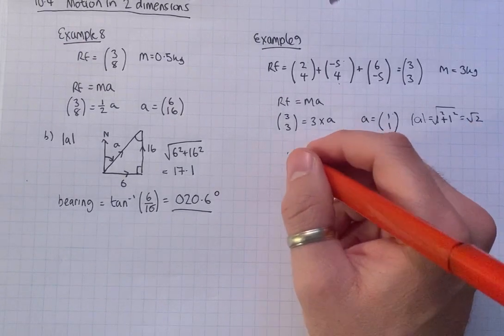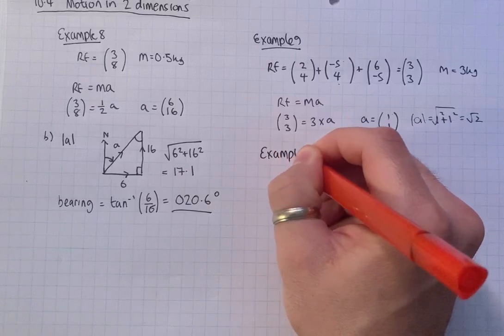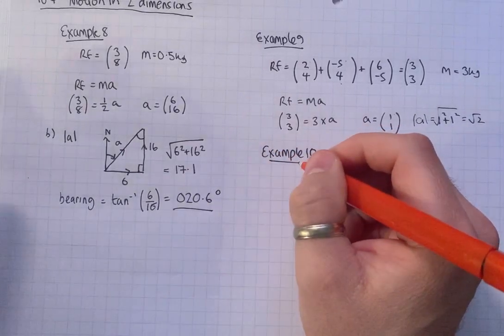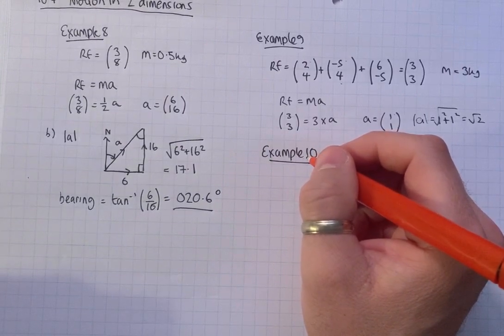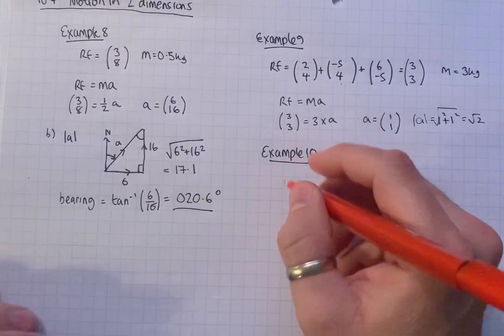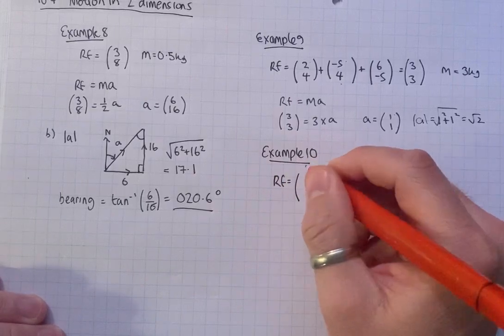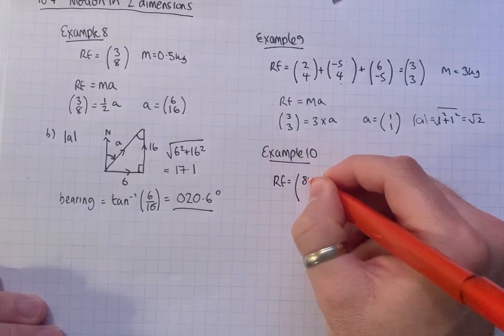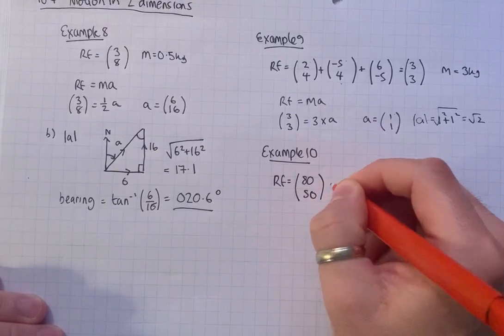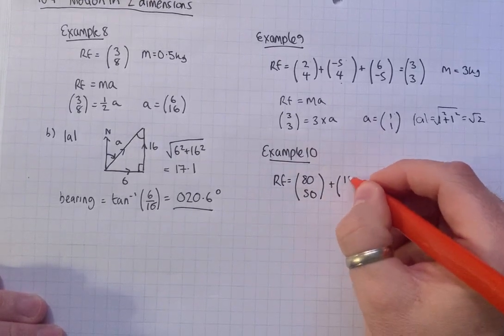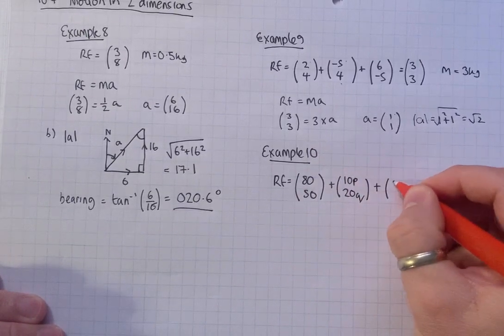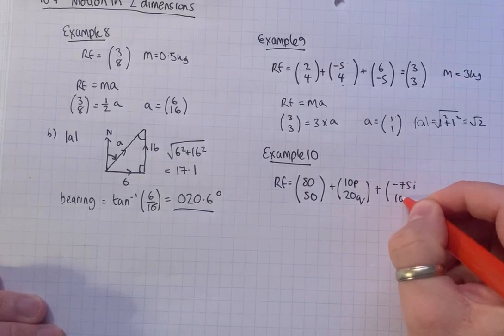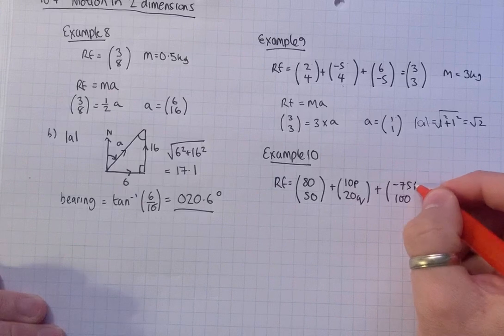Okay, on to example 10. Okay, and we've got another 3 forces acting on a boat of 60 kilograms. And this time we're told the acceleration, work out p and q, because we've got some missing information. So first, the resultant force is going to be the individual forces added together. So we've got 80i, 50j, 10pi, 20qj, and minus 75i, 100j. Don't bother putting the i there, didn't need that.